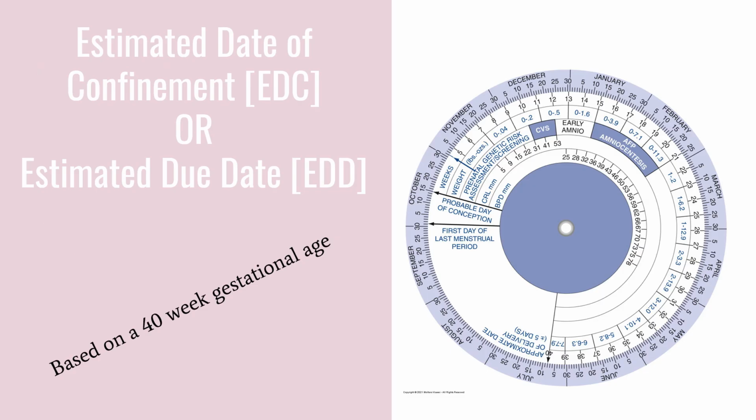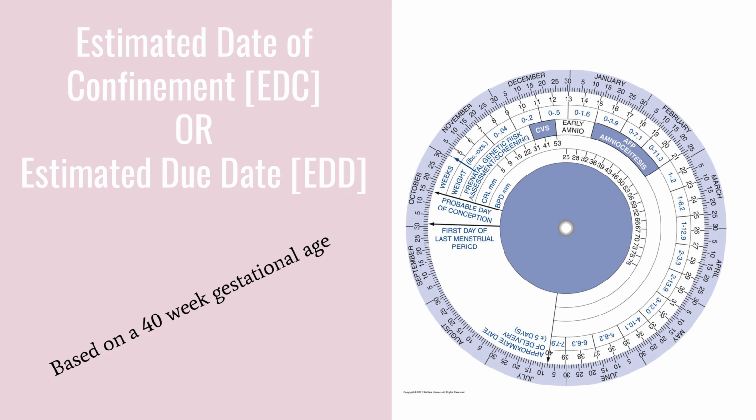Please do not get confused when you hear EDD or EDC. In your subcomps, it says to know EDC, which is estimated date of confinement. You will also hear EDD, I am sure. This is a synonym for EDC, which is also known as estimated due date.